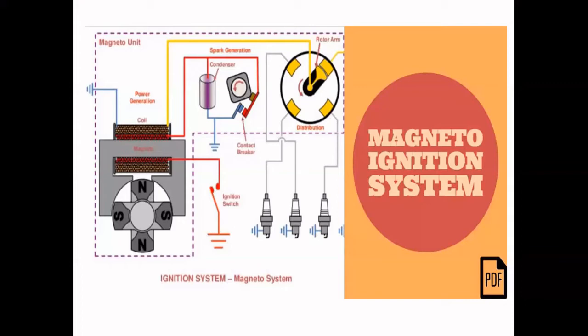As far as this magneto is concerned, first I will explain how the magneto works. The magneto is a self-generator in the magneto ignition system, and it will generate the electricity required for the complete operation of the ignition system. This is the difference between the battery ignition system and the magneto.